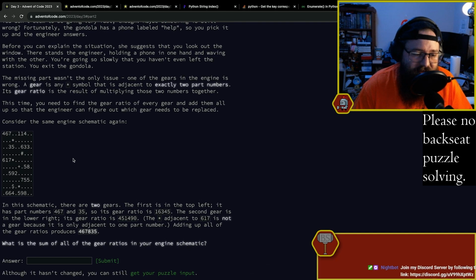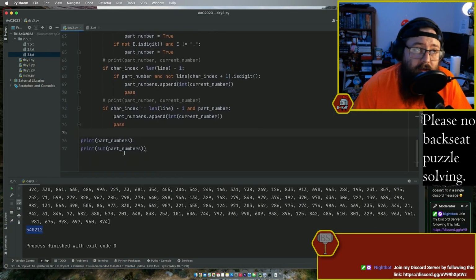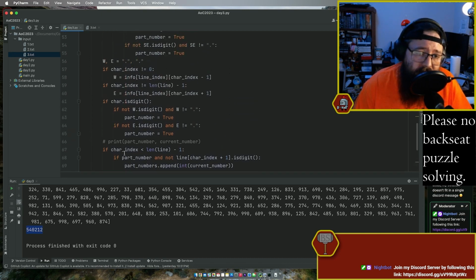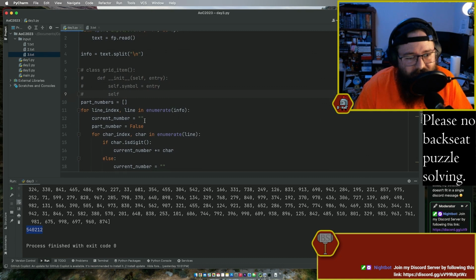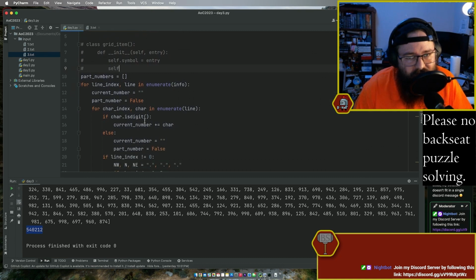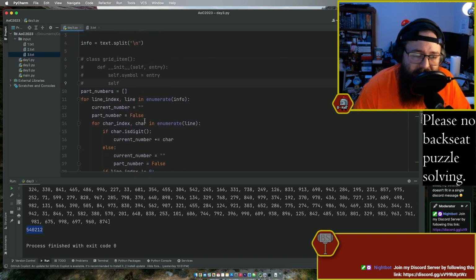Exactly 2 parts. Wait. Now I'm wishing that I had done the object-oriented approach that I started with. That would be nice. Might not be too late though.